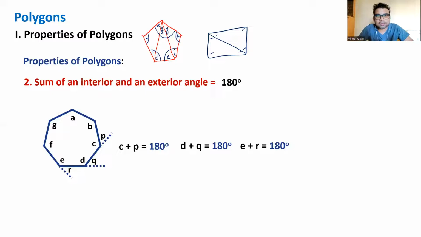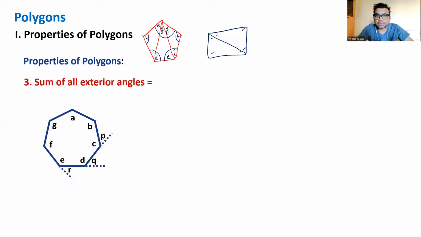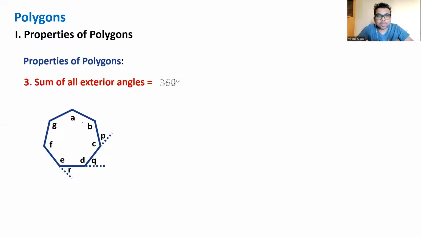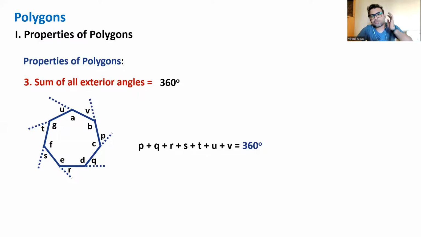Yeah, so interior plus exterior will always be 180 degrees. Then the sum of all exterior angles, if you remember, we have already derived this in triangles. The sum of all the exterior angles will always be 360 degrees. This will be true for any polygon. So check here: for PQRSTUV, the addition will be 360 degrees.